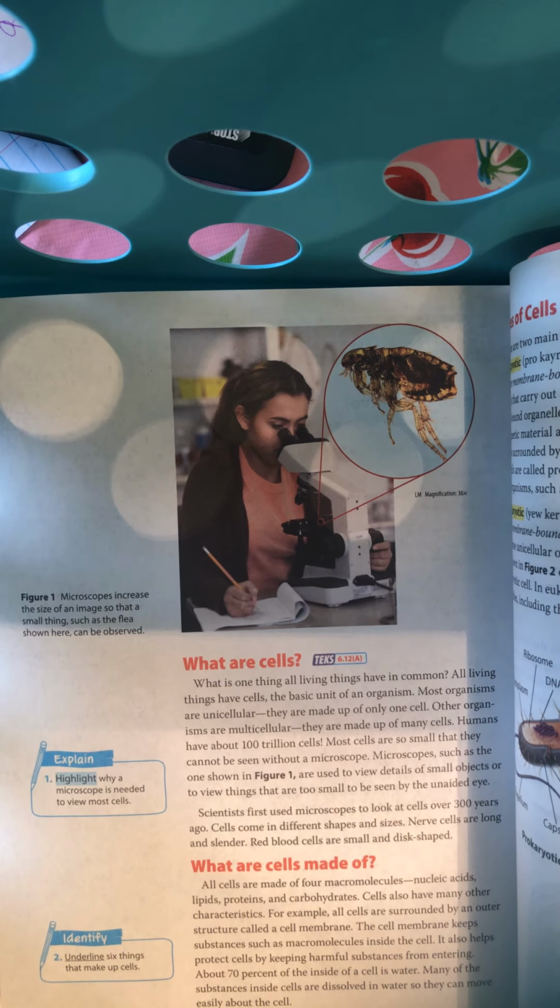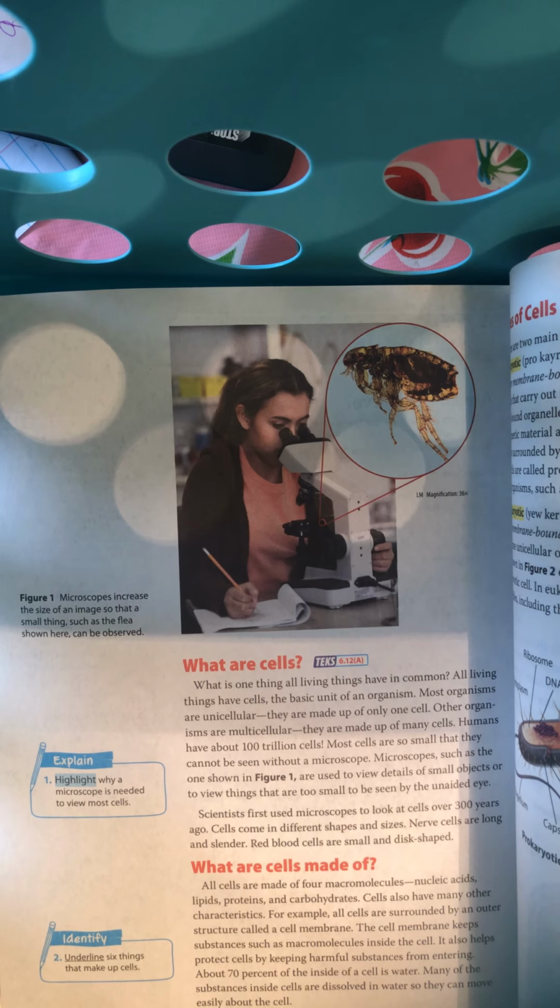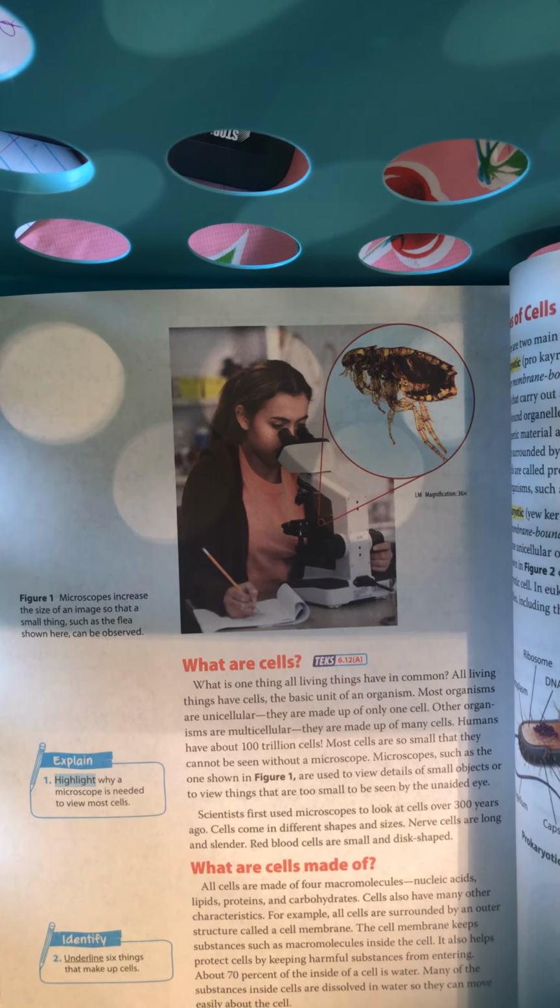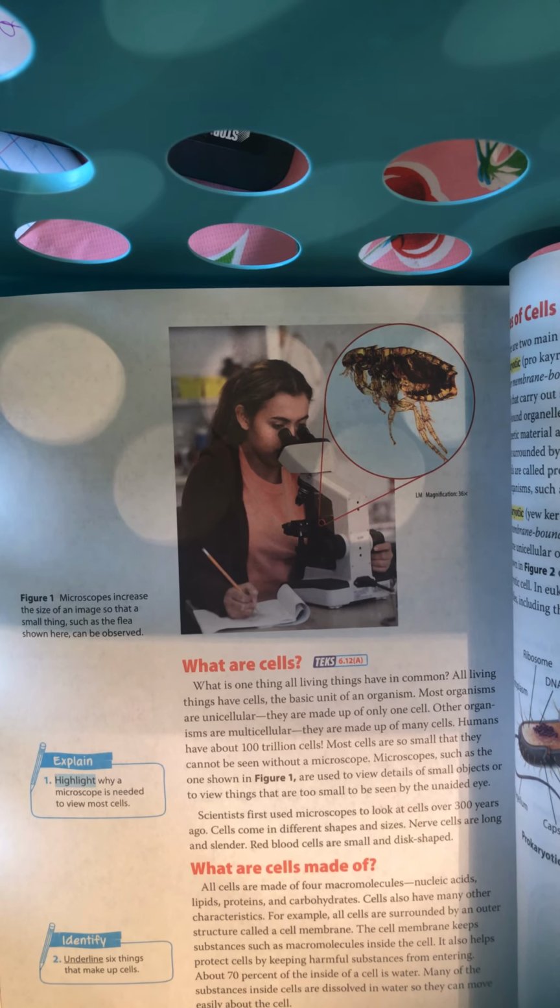Microscopes, such as the one shown in Figure 1, are used to view details of small objects or to view things that are too small to be seen by the unaided eye. Scientists first used microscopes to look at cells over 300 years ago. Cells come in different shapes and sizes. Nerve cells are long and slender. Red blood cells are small and disc-shaped.